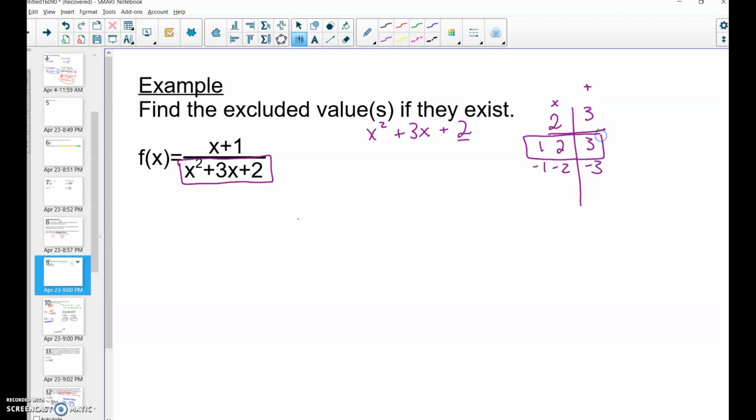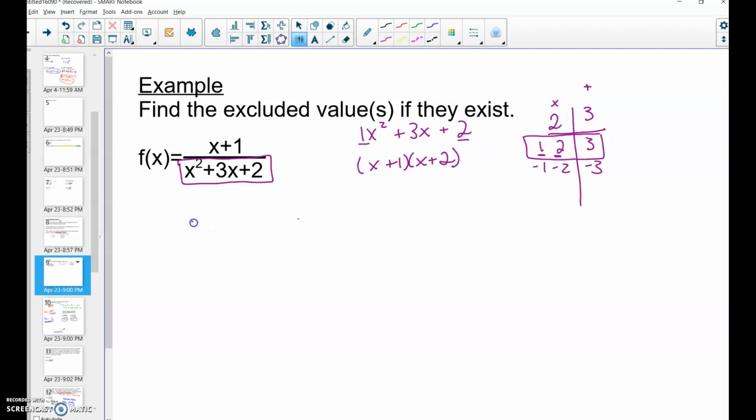Obviously, this one here needs to be the one that we're going to factor. 1 and 2 will multiply to a positive 2 and add up to positive 3. So your factors, because this is 1 in the front, just become x plus 1 and x plus 2. And we got those numbers from over here in this box.